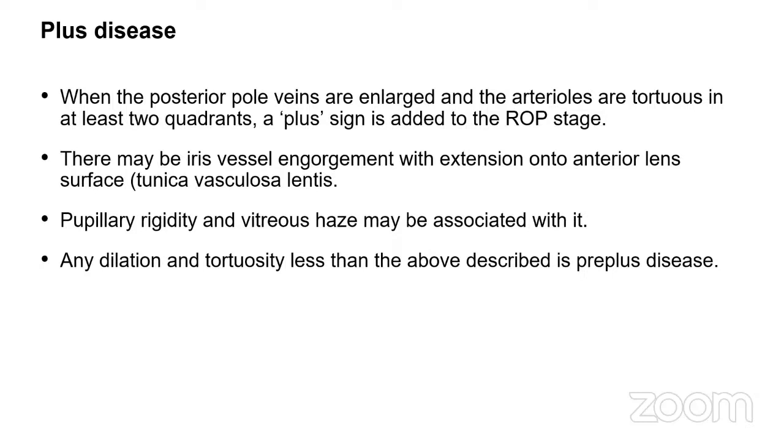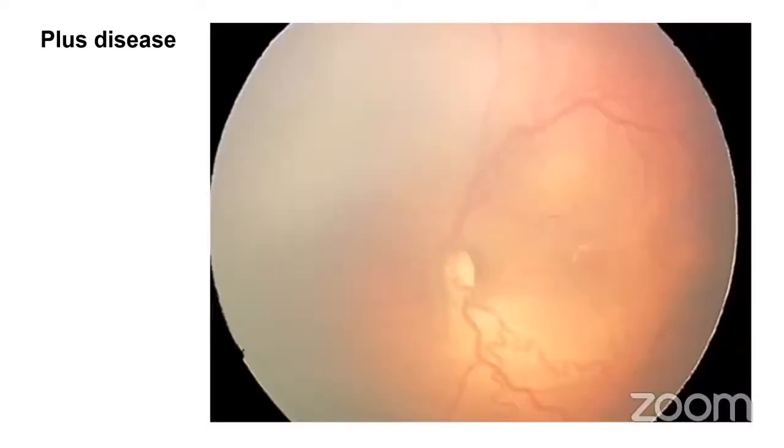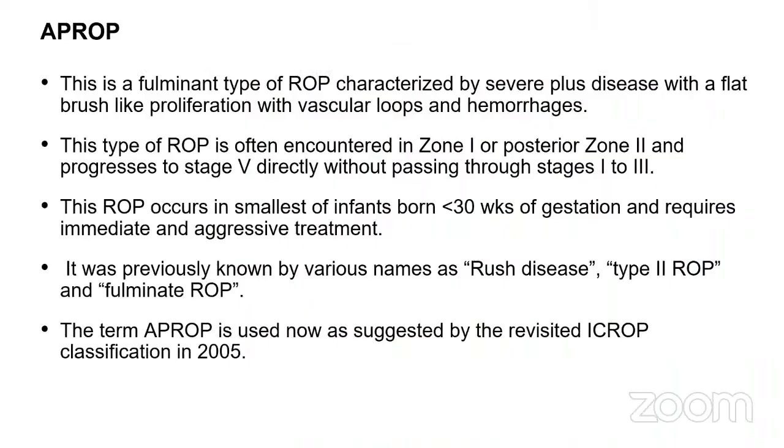Generally, when you try to dilate the baby, if you are not achieving adequate dilatation, then one thing you can assume is that the baby might be having plus disease. Any dilatation and tortuosity less than the above described is pre-plus disease. For example, if dilatation is there in only one quadrant or a partial quadrant, then you can call it pre-plus disease. This picture shows plus disease, where you can see in both the temporal, superior and inferior temporal quadrants, veins are enlarged, congested, and in the arterioles you can see a lot of tortuosity.